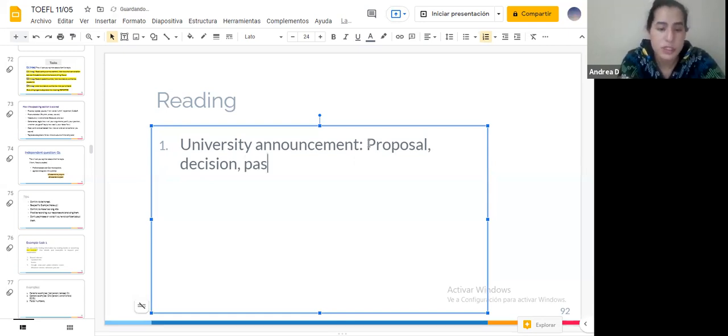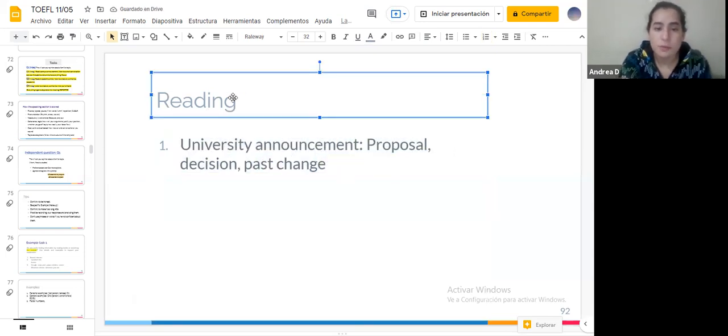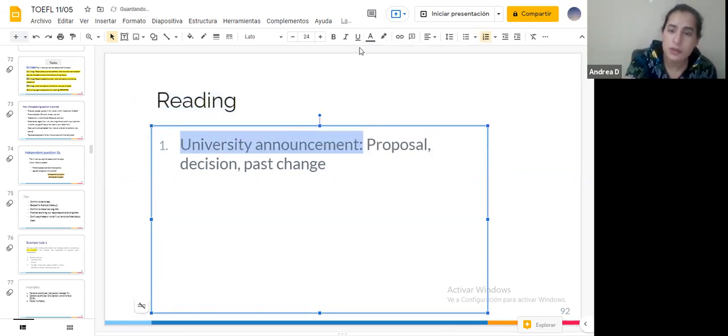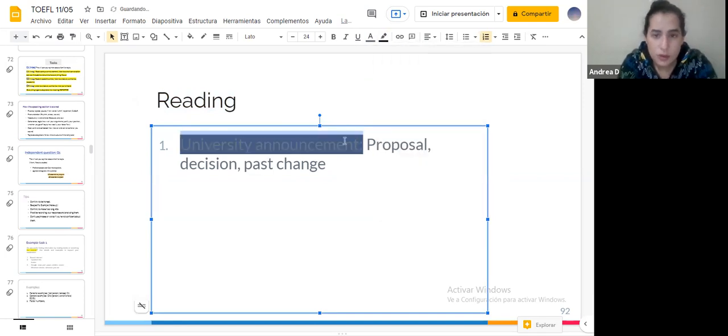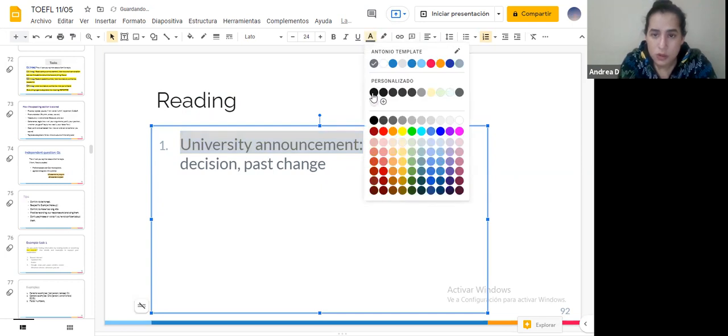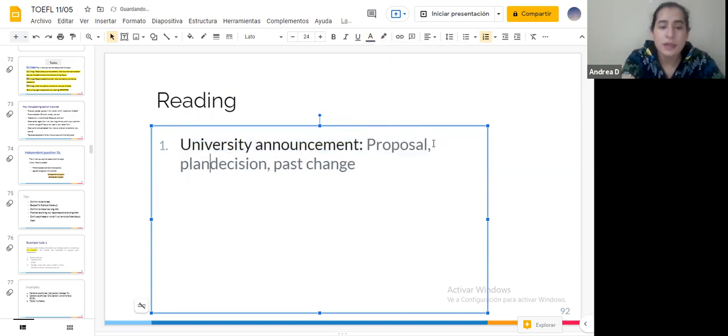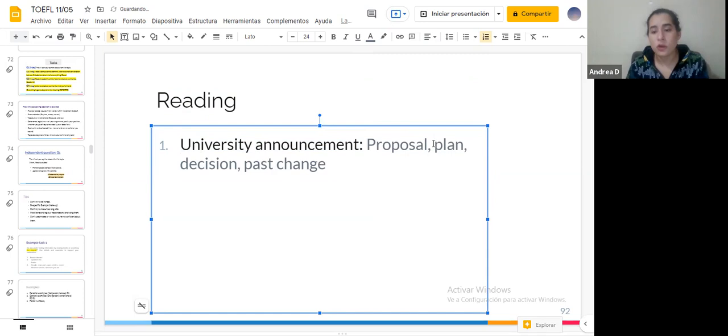So it could be a past change, something that they have already done, and they're just providing the reasons why they've done it. So those are your options. If it's a university announcement, then it could be a proposal, a decision, or a plan. Okay, let's write that down too. So it could be a proposal, a plan, a decision that has been made, or a past change. Now, there's another option as well.